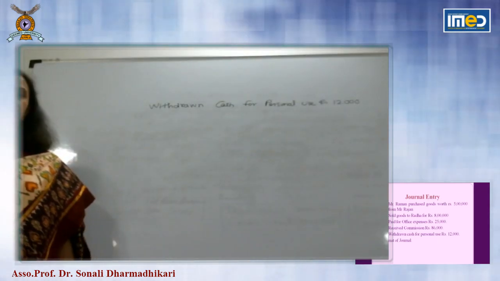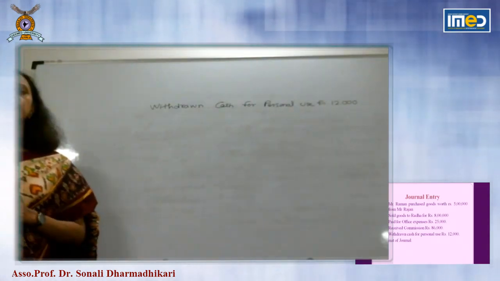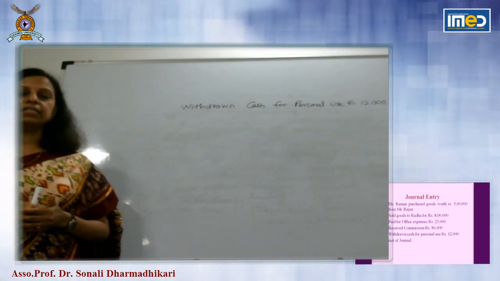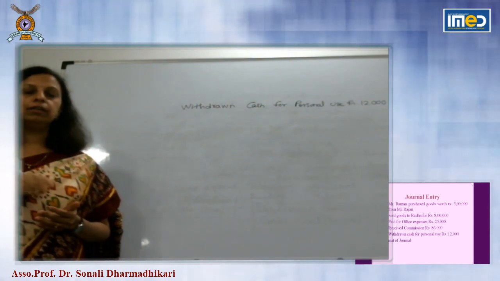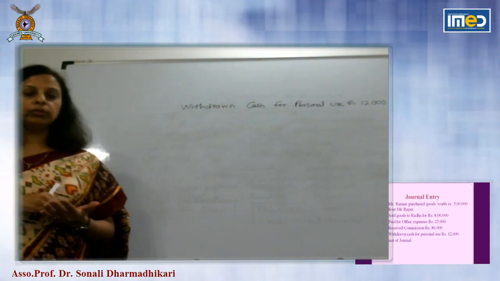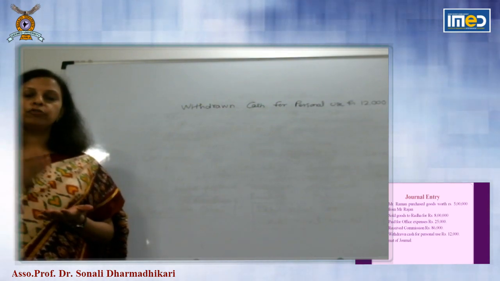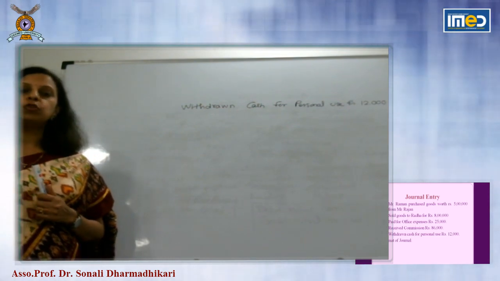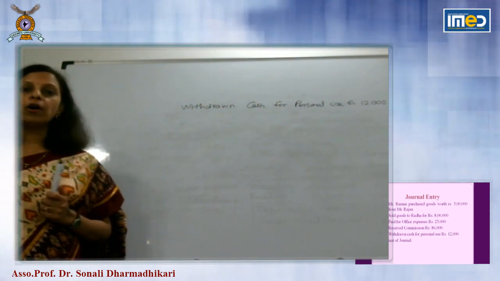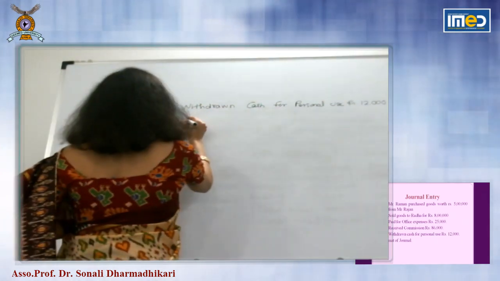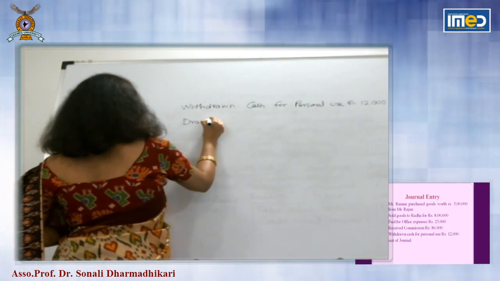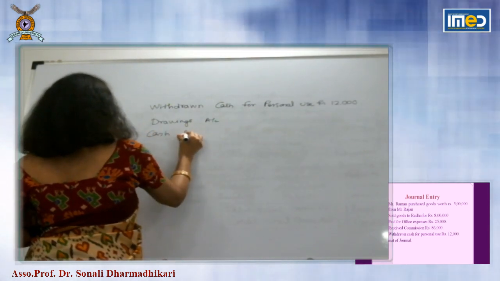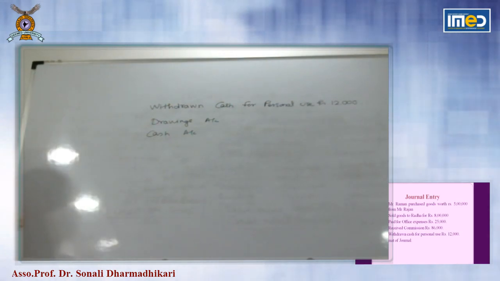Now this is a different type of entry. Here we are going to see application of entity concept. This is the transaction between owner and business. The owner has taken cash from business. Now what are the two accounts? When owner withdraws cash, you use drawings account. So the first account is drawings account, and second account is cash account. Cash account is again an implied account.